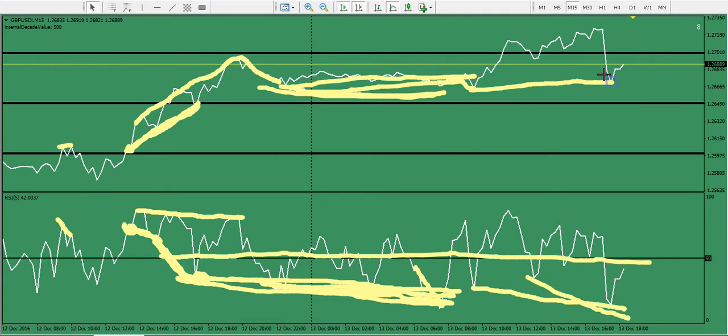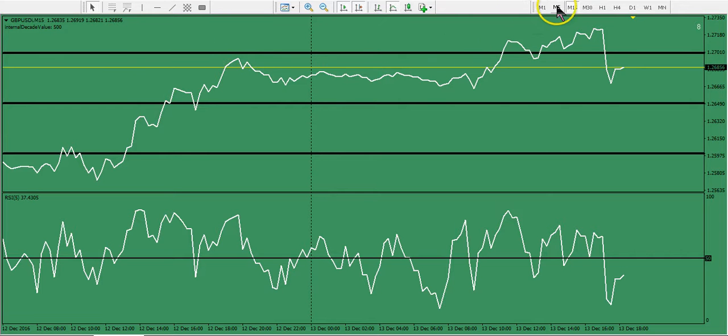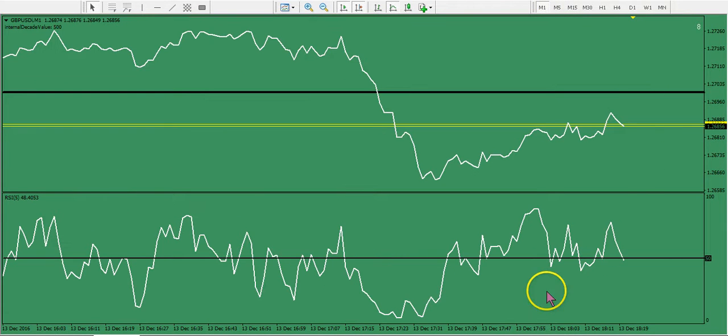So you'd be buying that. Of course, everybody's going to get out at this last known support, let's hope. That's the idea. Get out revolving door style. This is a 1-minute chart. Wow.